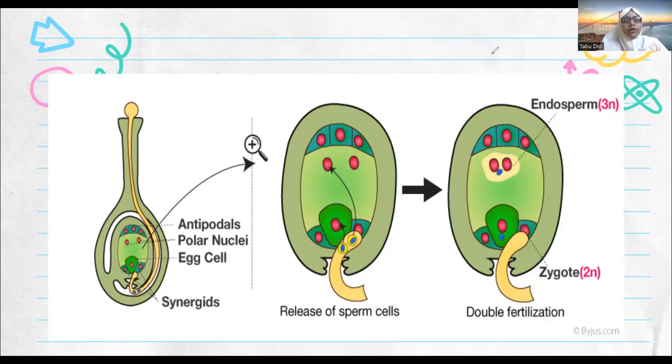Very important concept from the board point of view. You should be knowing this. Okay. Now the zygote will further develop into the embryo, which will further develop into the seed, flower, fruit, and then the fruit will bear seed, and then the seed again will be responsible for giving rise to a new plant. So the cycle goes on. And the endosperm will serve as the nutritive tissue. It will provide nutrition to the growing embryo, the zygote that develops.